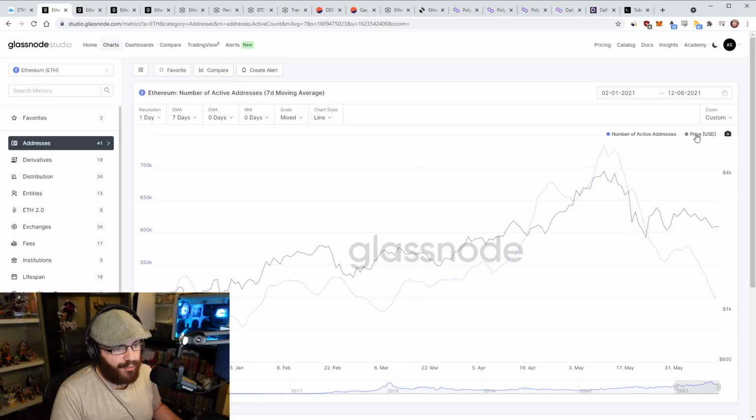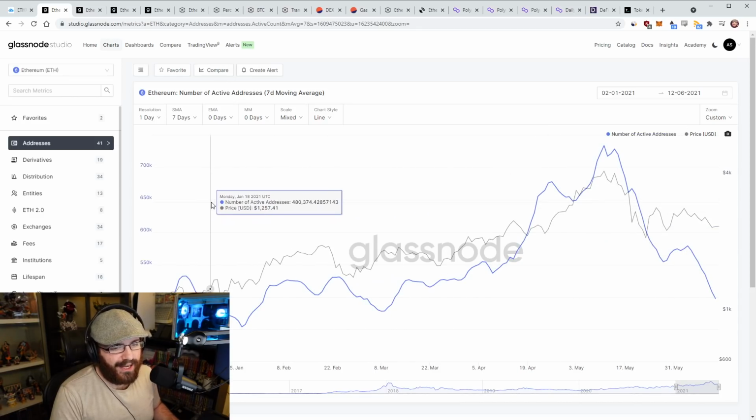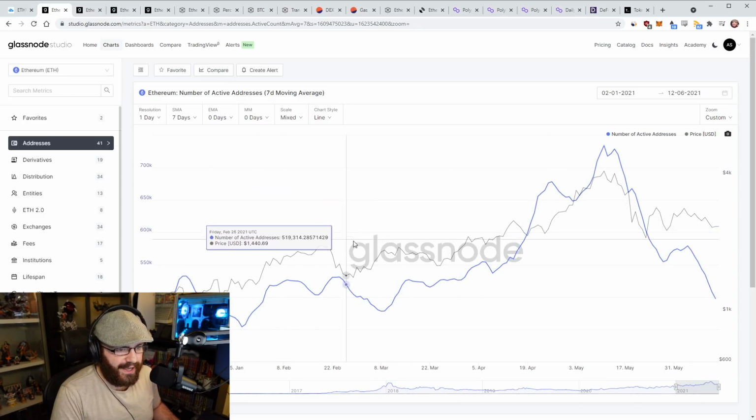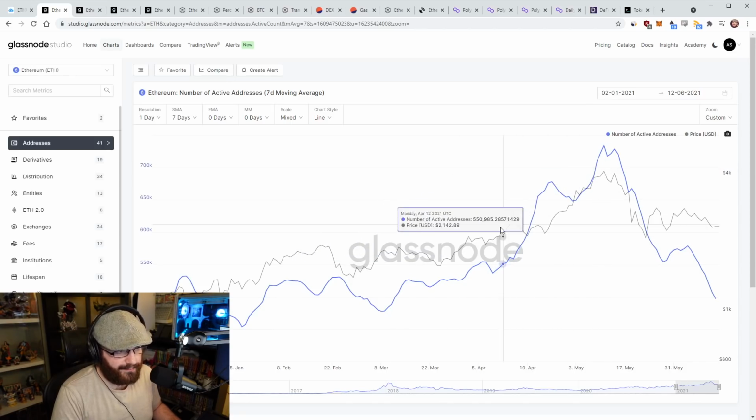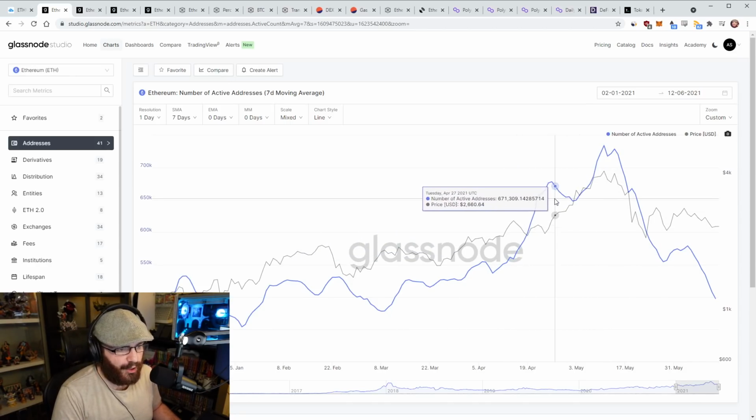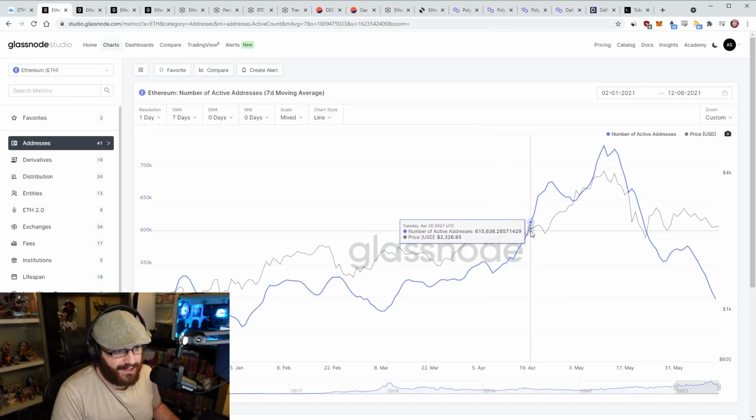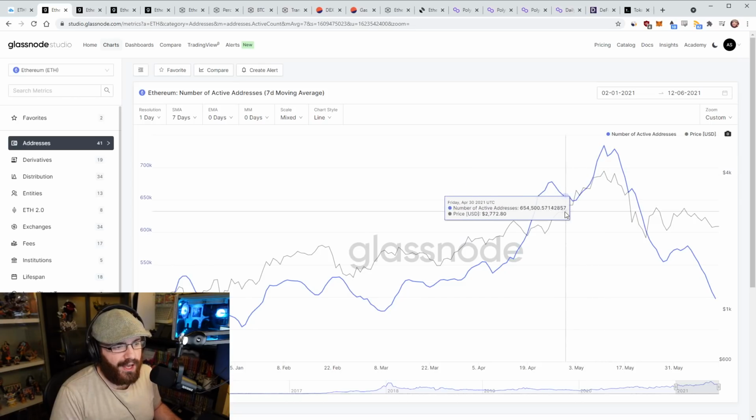Now, if we plot this against the price here, it's not a one-to-one thing, but you can see how, as the price is going up, the active addresses are following it. But it seems that the active addresses are actually a leading indicator, where they start trending up before the price does. I'm not saying you could use this indicator to play in the markets or trade against.